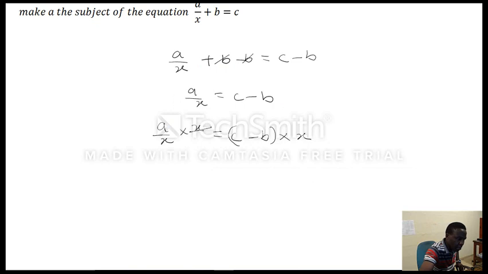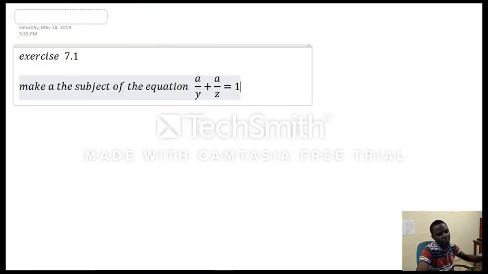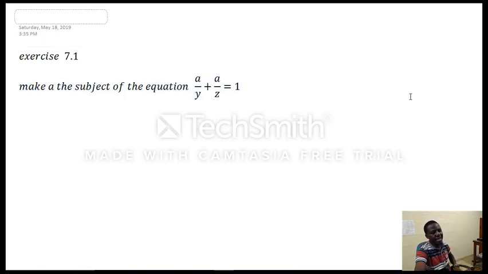this X will cancel X, and we'll have A is equal to bracket C minus B times X, or you can bring X before the bracket to have A is equal to X into bracket C minus B. So this is your equation. Another example which we'll look at says we should make A the subject of the formula.